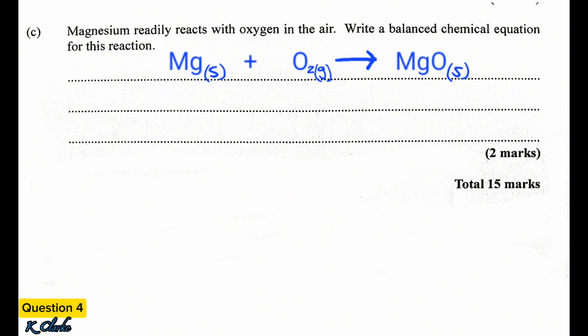Now this equation is not balanced since there are 2 oxygens on the reactant side while 1 oxygen on the product side. In order to balance this equation, write the coefficient 2 in front of magnesium on the reactant side and 2 in front of the magnesium oxide on the product side. Now this equation is balanced.